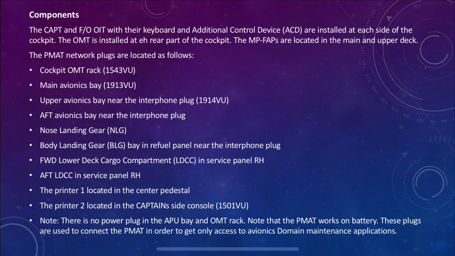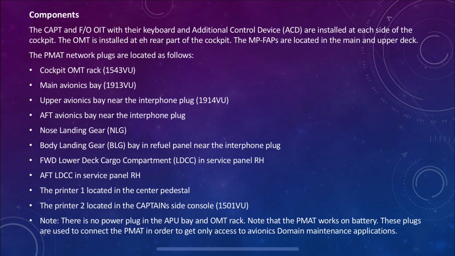First is cockpit OMT rack at 1543 VU, main avionics bay 1913 VU, upper avionics bay near the interphone plug 1914 VU, AFT avionics bay near the interphone plug, nose landing gear, body landing gear bay in refuel panel near the interphone plug, FWD lower deck cargo compartment in service panel RH, AFT LDCC in service panel RH.